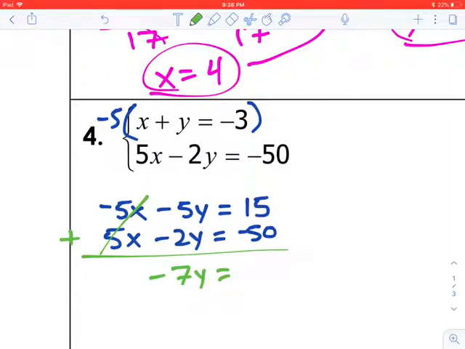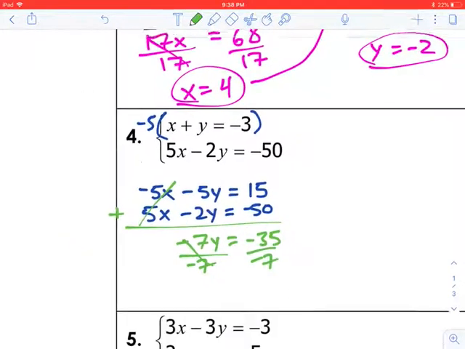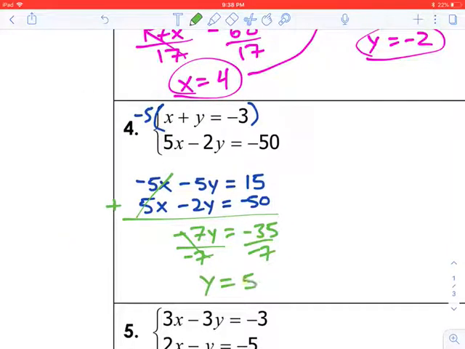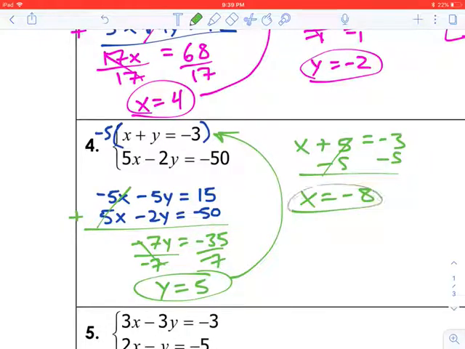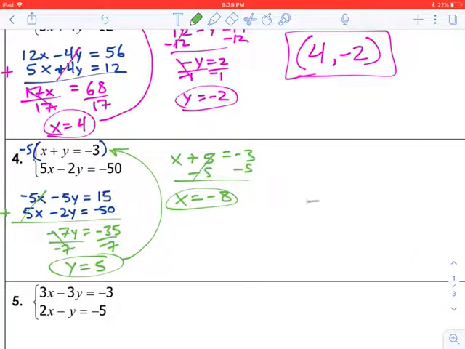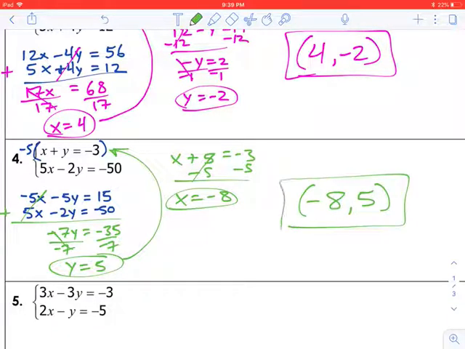-7y equals -35. Divide by -7. Negative divided by negative is +5. And then I'm going to plug that back into the easier equation. That's x plus 5 equals -3. So I subtract 5, and I get x equals -8. So x comma y, -8 comma 5. And there we are.